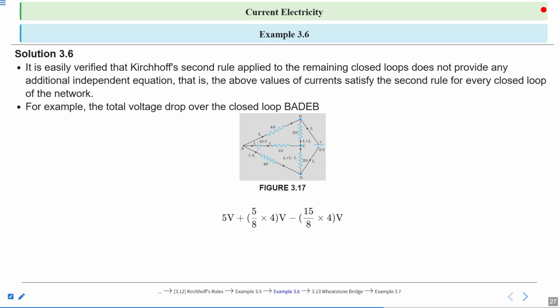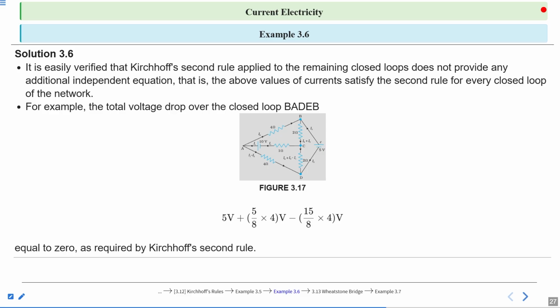What is the current? I2 is 5 by 8 into 4 ohm. Now from A to D, we are going in the direction of current I1 minus I2, which was 15 by 8, into 4 ohm. So after solving this, it will be equal to 0. This is equal to 0 as required by Kirchhoff's second rule. So another equation will not give any additional value.